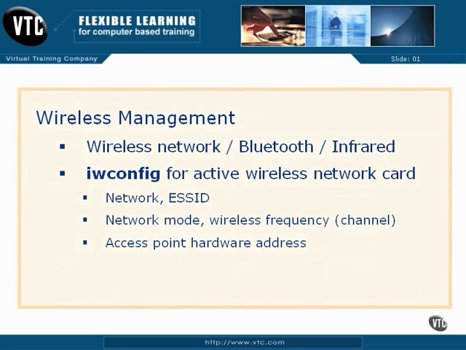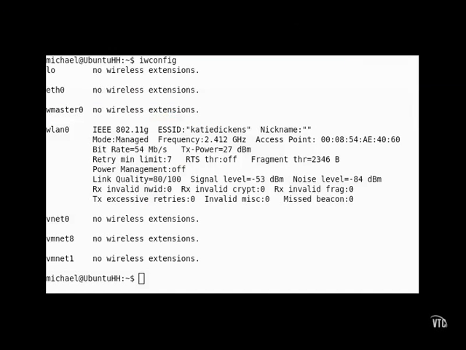Wireless management. There are 3 types of wireless devices listed in this part of the UCP curriculum: wireless network devices, Bluetooth devices, and infrared devices. Detailed wireless network card commands are the subject for another video. In this video, to confirm that there is an active wireless device, run the iwconfig command. As shown here, the output tells me a lot about the detected and configured device.